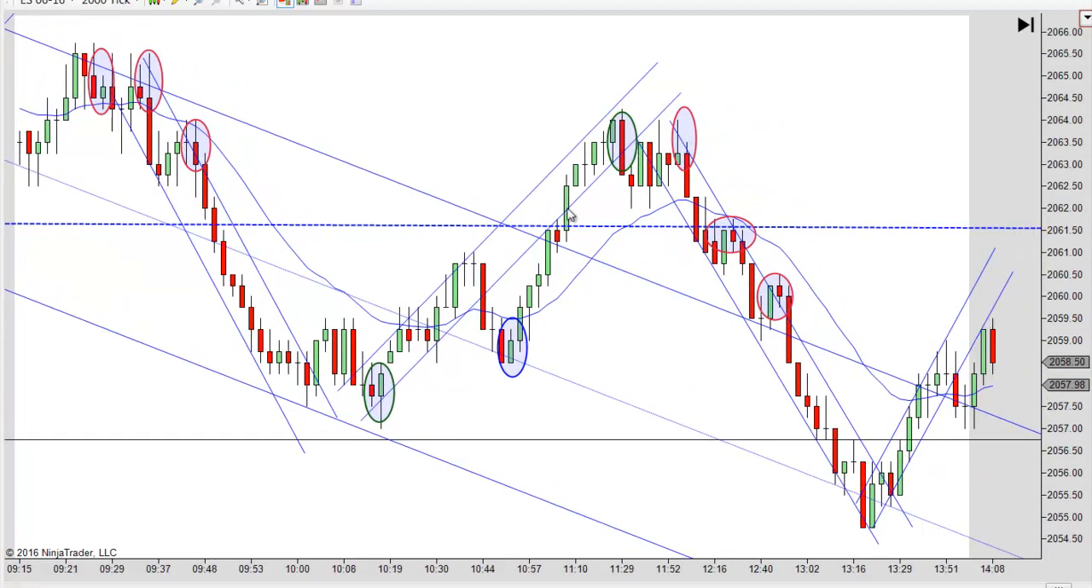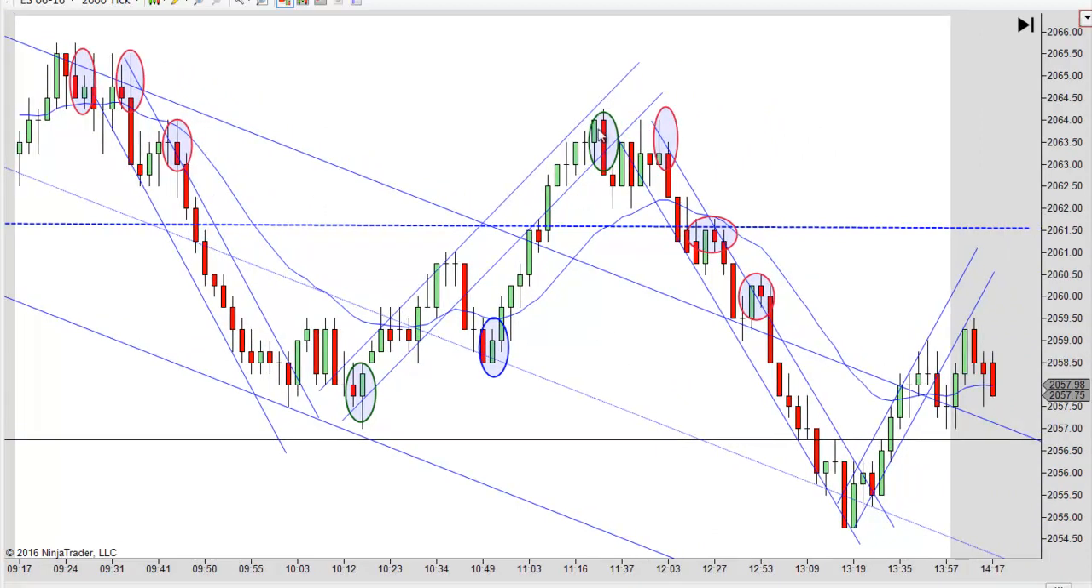Because this is the first break of the main channel here. So I drew this one green. You're a good bit away from the EMA. You've had your break and a huge move up. There's actually two legs there. So on a smaller scale, this would be a second entry short right here.